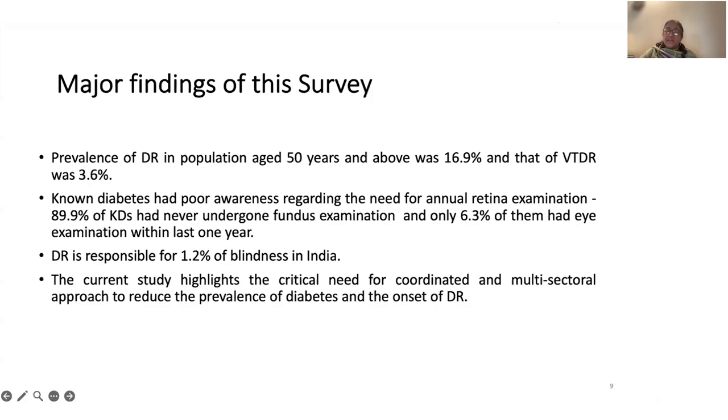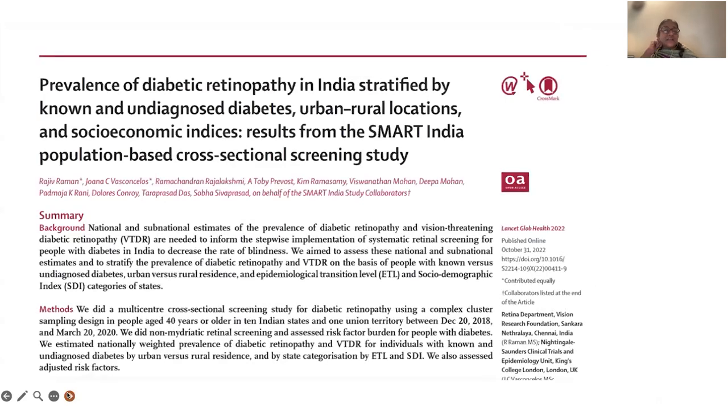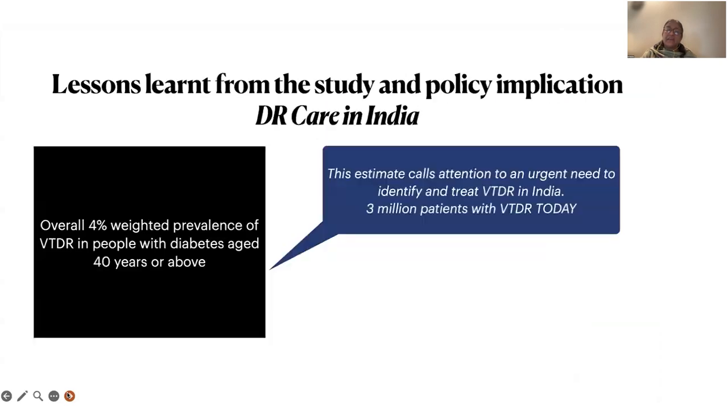The current study also highlighted the critical need for a coordinated and multi-sectoral approach to reduce the prevalence of diabetes and the onset of diabetic retinopathy. This was another study where 25 centers had participated, and Shroff Charity was also a part of it. Dr. Alok, who's a part of the panel, was also a part of it, and this was the Smart India study. This study included both rural and metropolitan city populations for screening for diabetic retinopathy.